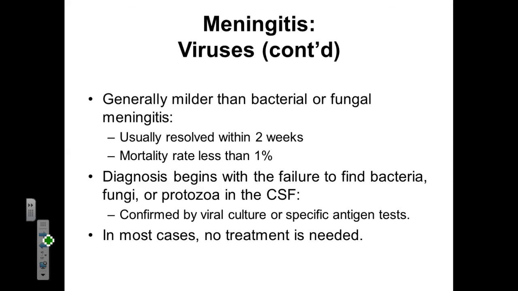The diagnosis of viral meningitis begins when we have a failure to find bacteria, fungi, or protozoa within the cerebral spinal fluid. Afterwards, it can be confirmed via viral cultures or specific antigen testing. In most cases, no treatment is needed for viral meningitis because it is so mild. It's subacute.